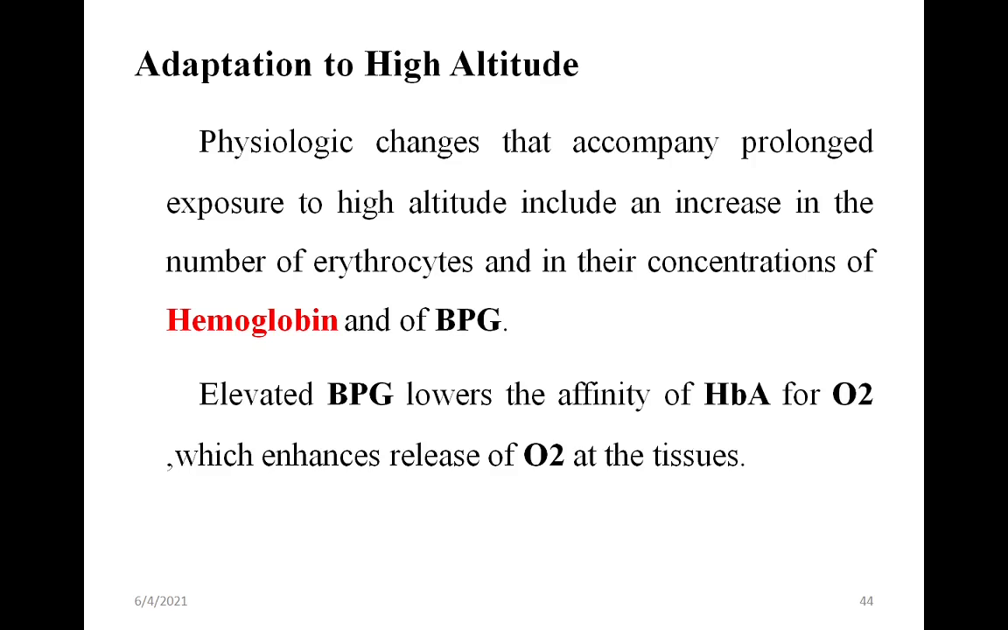That means BPG doesn't allow the hemoglobin to go to the R form, isn't it? It allows the hemoglobin to remain in the T structure, T form, so that the oxygen affinity of the adult hemoglobin is very low, which enhances the release of oxygen at the tissue.